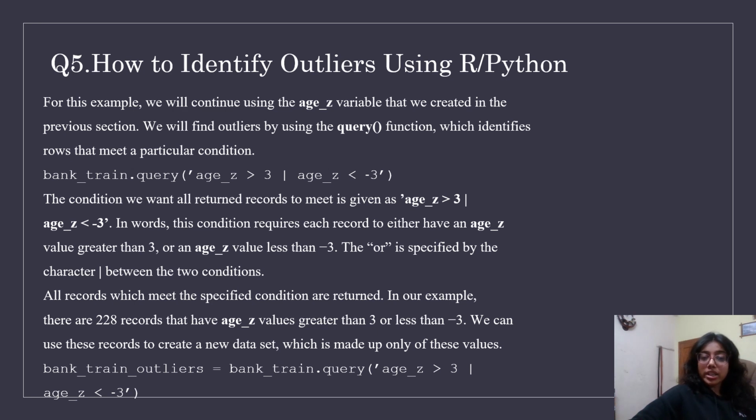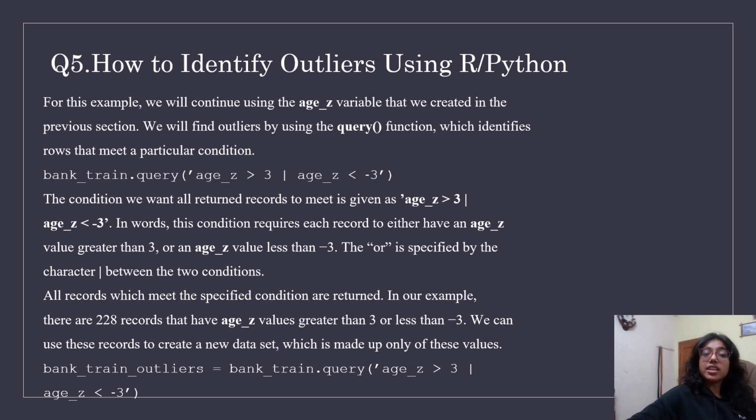bank_train.query('age_z > 3 | age_z < -3'). The condition we want all returned records to meet is given: age_z should be greater than 3 or age_z should be less than -3. In other words, this condition requires each record to either have an age_z value greater than 3 or less than -3. The "or" is specified by the straight line character between the two conditions. All records which meet the specified condition are returned.